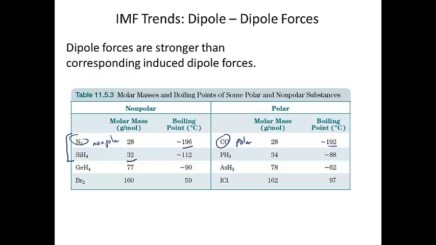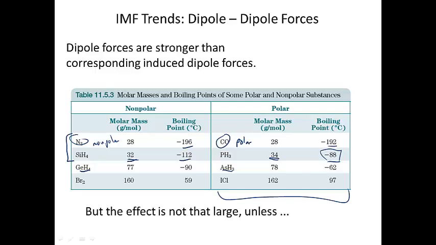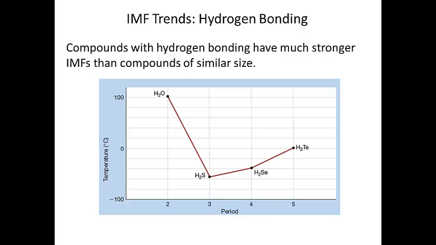When we look at SiH4, it has a molar mass of 32. PH3, it has a molar mass of 34. The PH3, which is polar, has a significantly higher boiling point. And again, we see in this case where you have similar molar masses, the polar one has a higher boiling point than the nonpolar one. So polar forces are dipole forces. Dipole forces are stronger than induced dipole forces. But the effect isn't really very large unless there's hydrogen bonding.